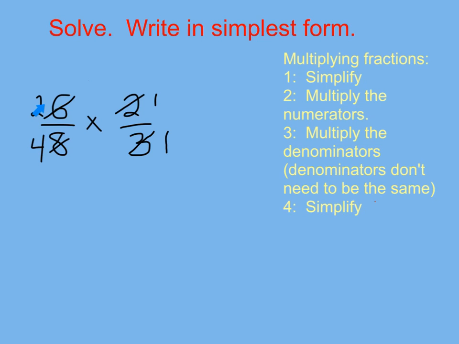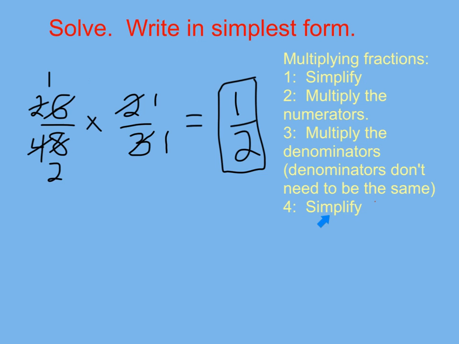Now take a look. I could actually do one more time here. So here's a 2 and here's a 4. They're both even. So I could divide both by 2 and I get 1 over 2. And now I'm ready to multiply. 1 times 1, my numerators, that's 1. And I have 2 times 1 here is going to be 2. And there's my fraction. And the last step is I look to simplify, but this is in simplest form.